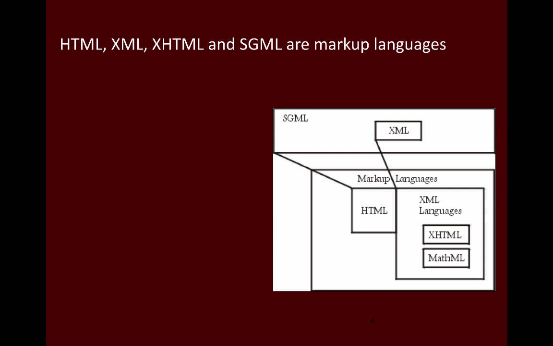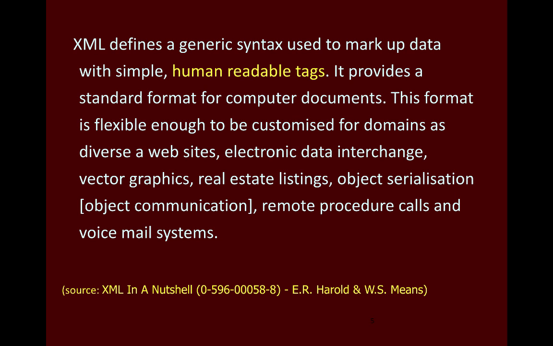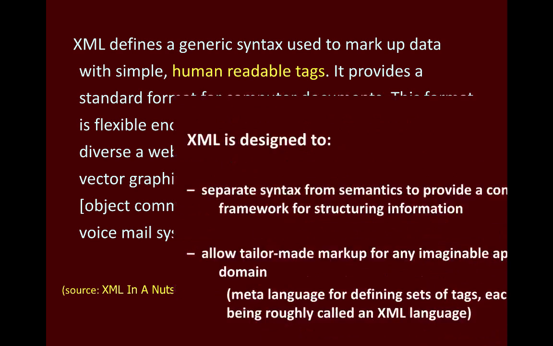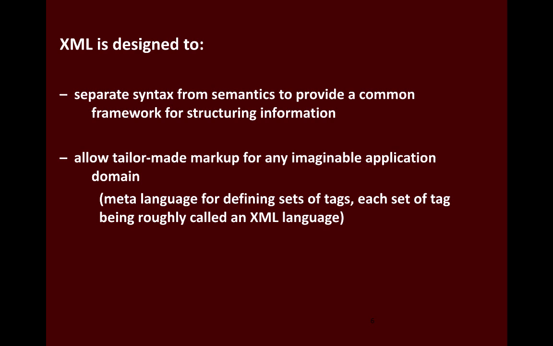So this is a picture of the different languages. You have XML, which is a simplification of HTML and a generalization of HTML. So with XML, you can define your own set of human readable tags. You can define your own markup data, and you can use it to design your XML languages for electronic data exchange and real estate information and so on. There are many applications. Right?